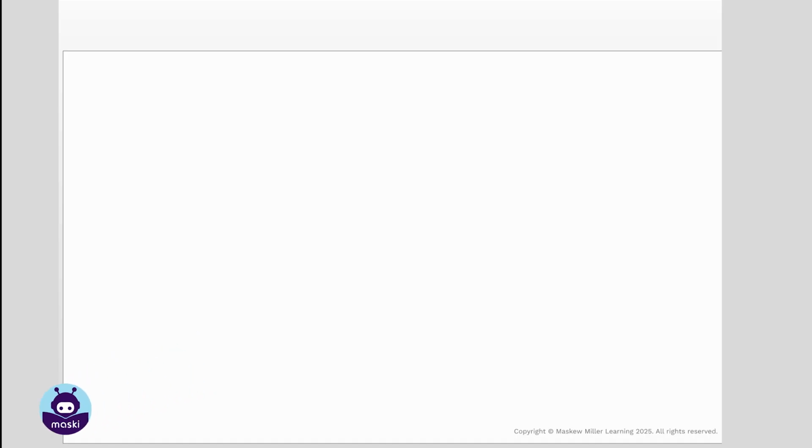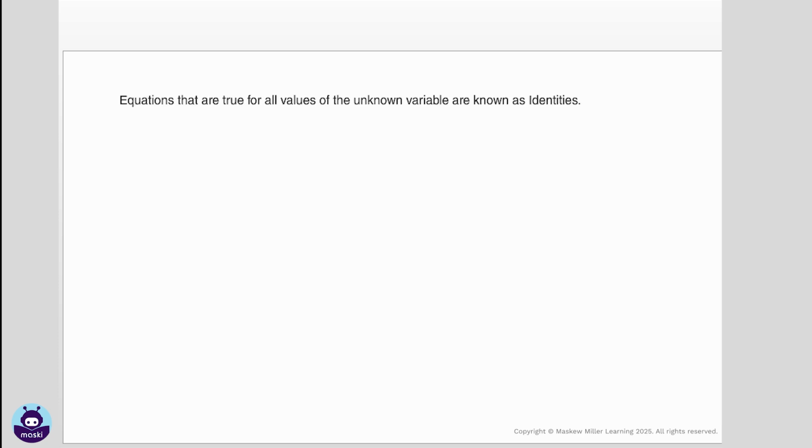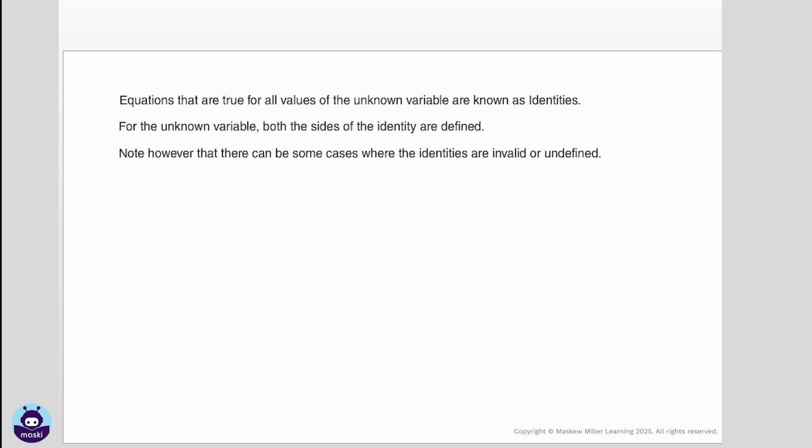Finding values for which identities are invalid or undefined. Recall that equations that are true for all values of the unknown variable are known as identities. For the unknown variable, both the sides of the identity are defined. Note, however, that there can be some cases where the identities are invalid or undefined.